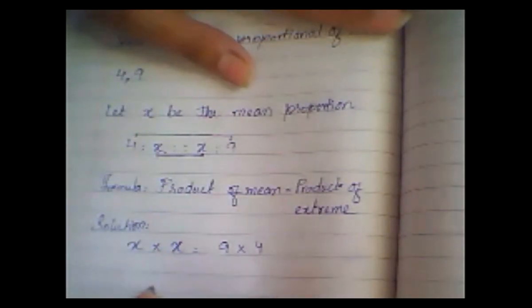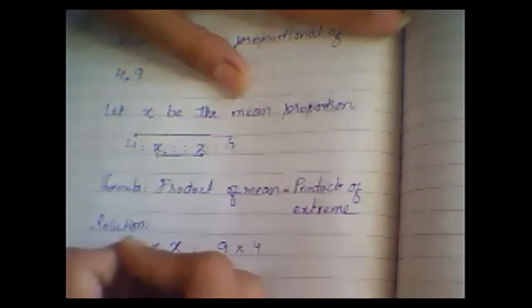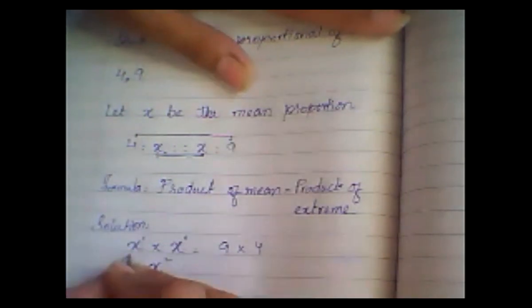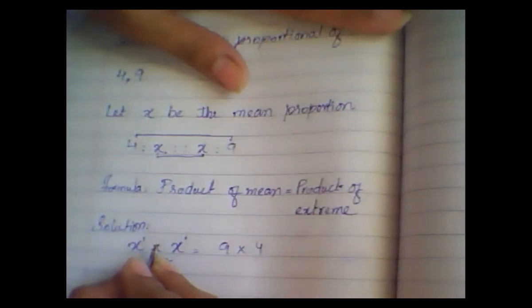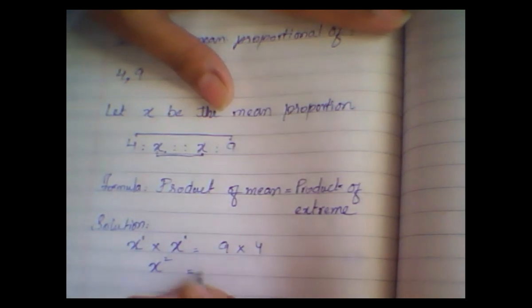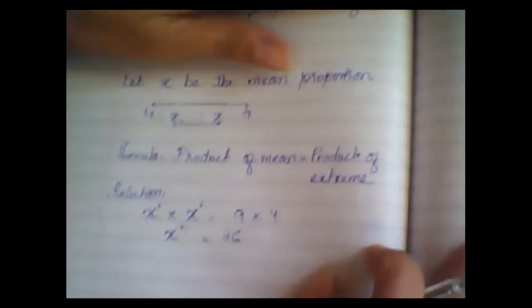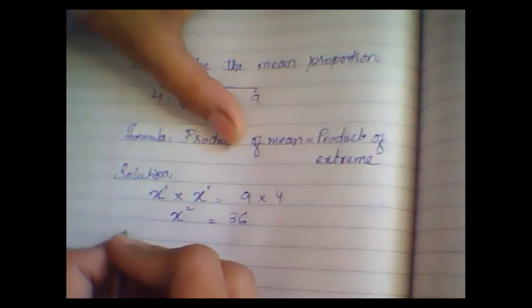So x into x, when bases are same, powers are going to be added. So I can write x square. Why? Because here the power is 1, power is 1. Bases are same, only the powers are going to be added. So x raised to the power 1, x raised to the power 1 becomes x square. 9 fours are 36. How can we find the value of x if x square is there?